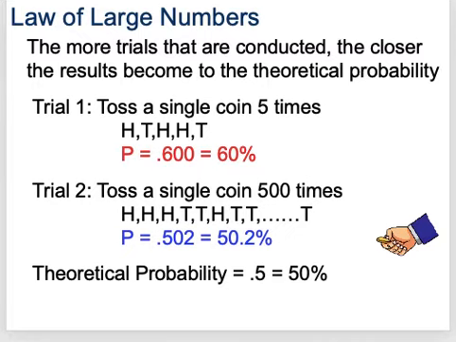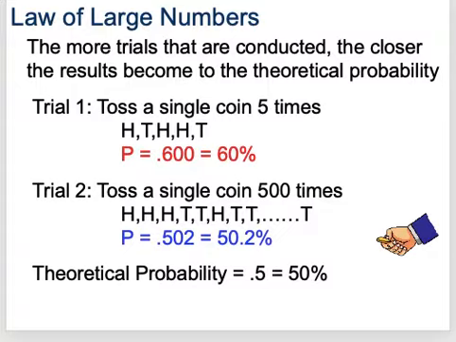One of the things is that we have what's called the law of large numbers. That means that the more times you do an experiment, the more trials that you have, the closer your experimental probability will come to theoretical probability.